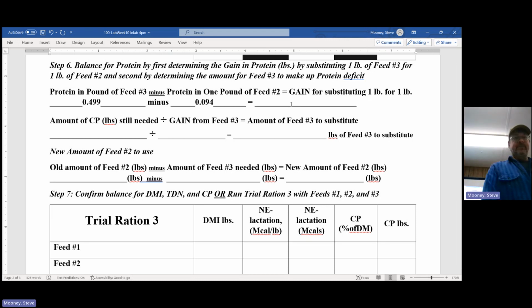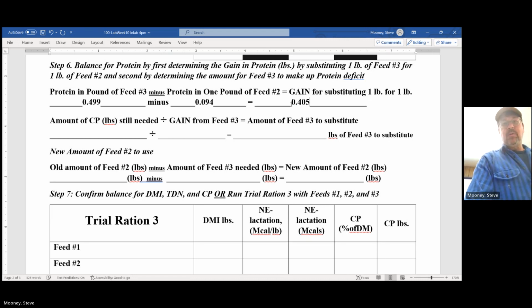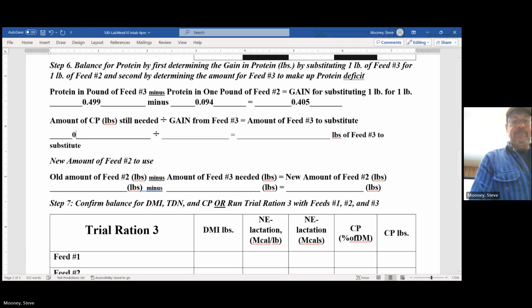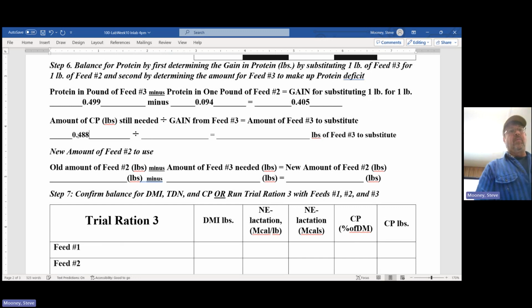We just subtract. So minus, that gives us, every time we make the substitution, we pull out corn, we put back soybean meal. Every time we do that, the pile gains 0.405 pounds crude protein. So how much crude protein do we need? Oh, 0.488 pounds still needed.